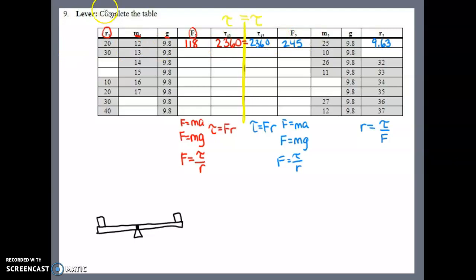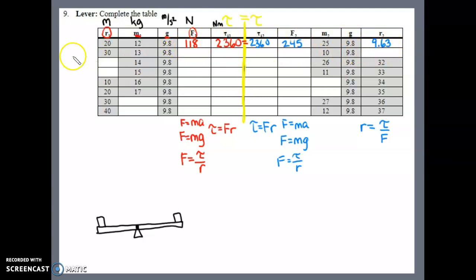And so again, it's not stated, but I'm just saying my radius is in meters, my mass is in kilograms, my gravity is in meters per second squared, force is in newtons, and torque is in Newton meters.